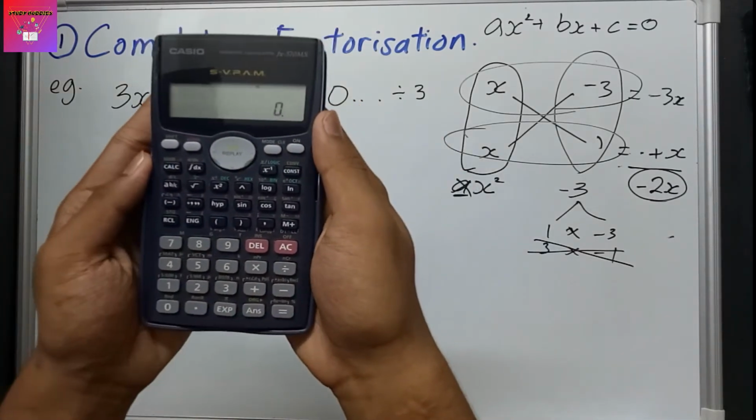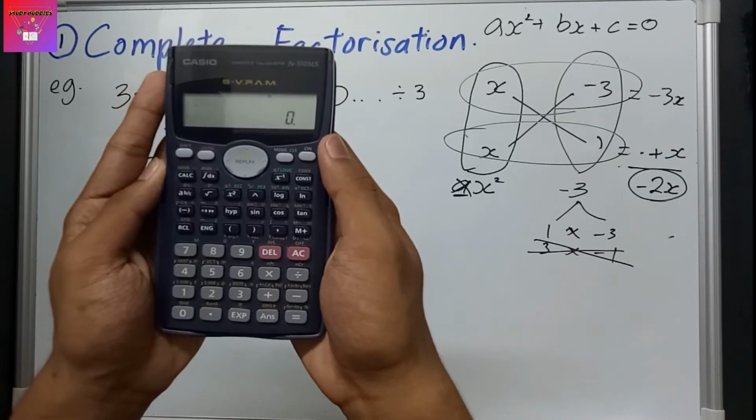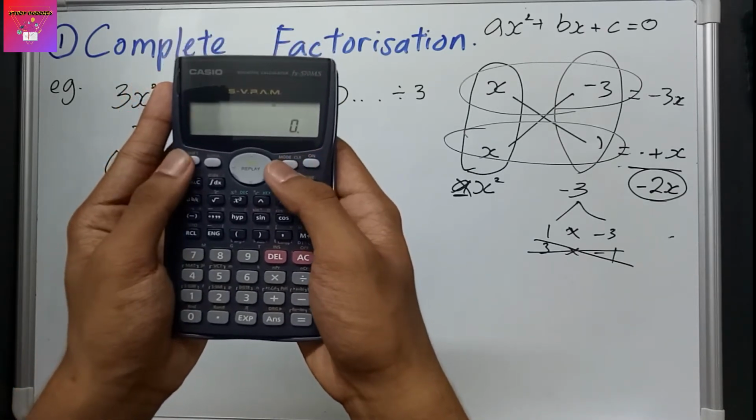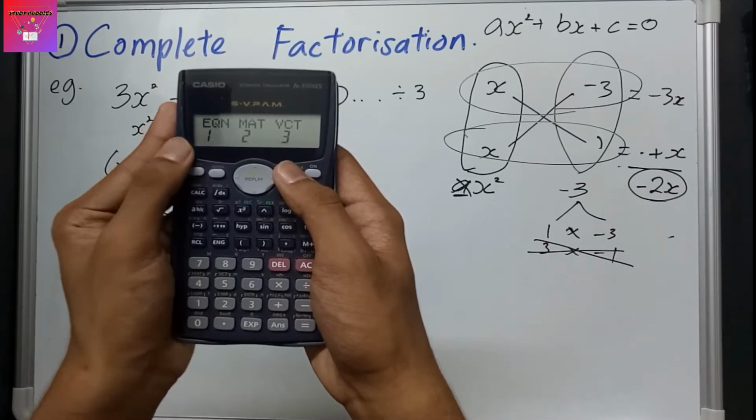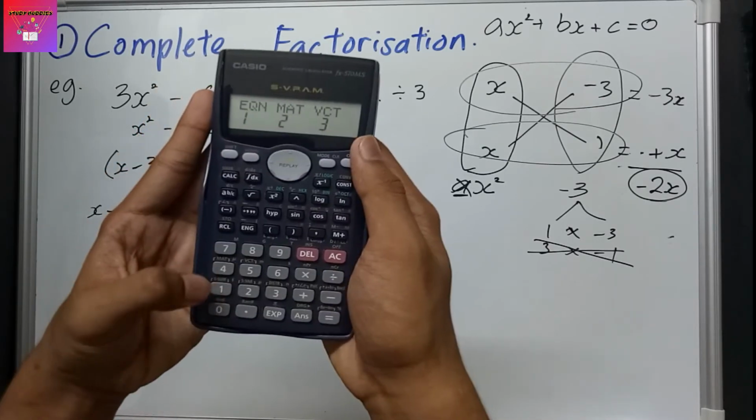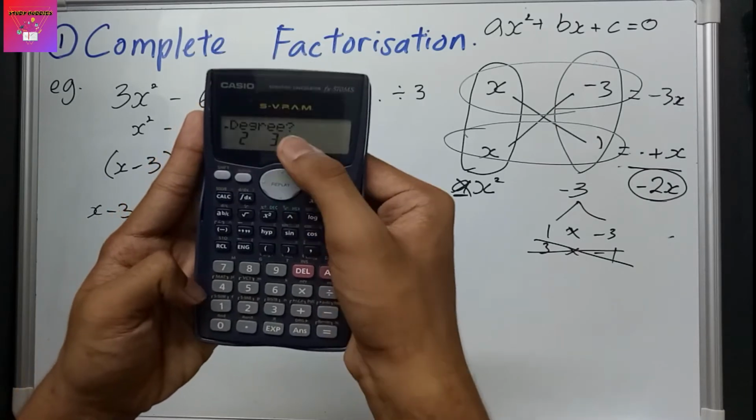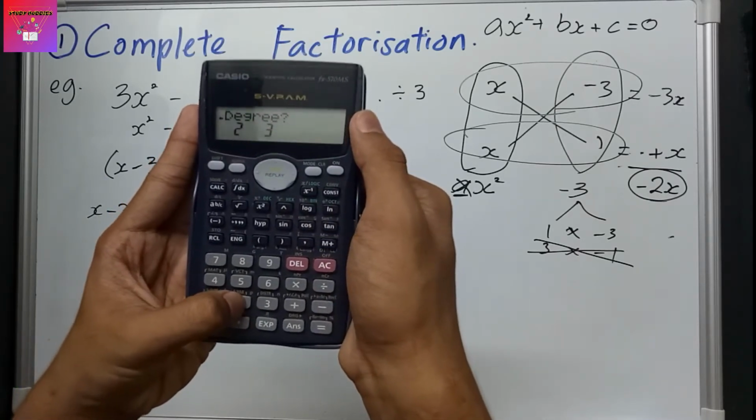Another shortcut method which you can use to solve factorization questions is by using the calculator. What you do is press mode 1, 2, 3, and press mode 3 times, you'll see this symbol, press EQN, go to degree, press number 2.